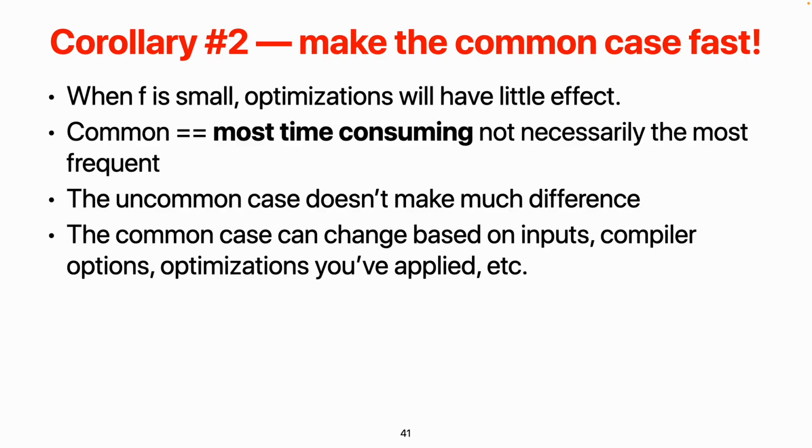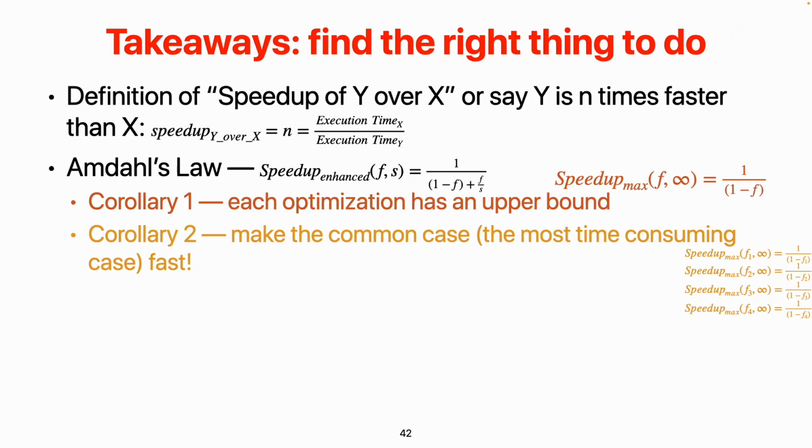However, to be more effective, the most common case is actually the most time-consuming case. Or in Amdahl's perspective, the part of the code that would consume the largest amount of F in your baseline program. That's the most common case. And that's the second corollary, the second insight that we should learn from Amdahl's law: we want to make the common case fast.